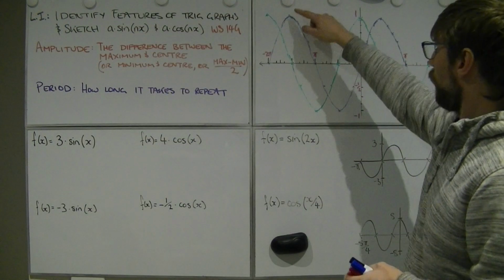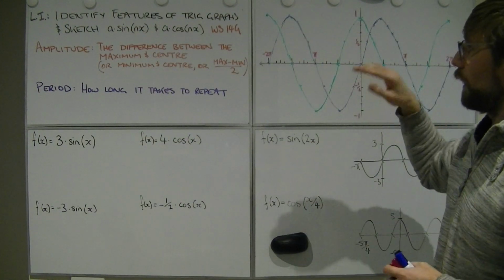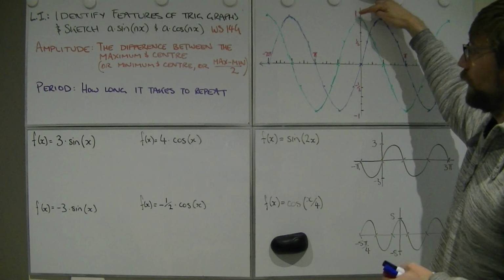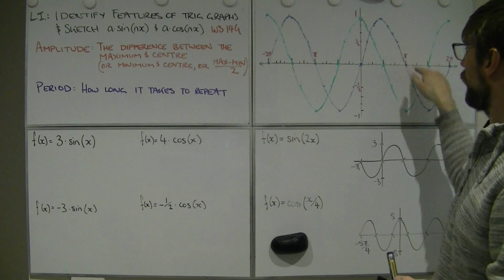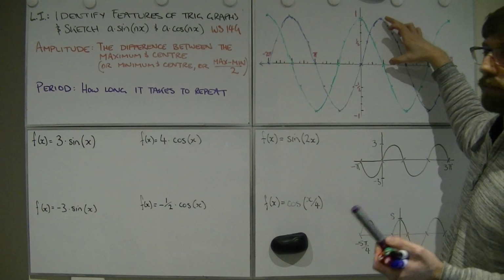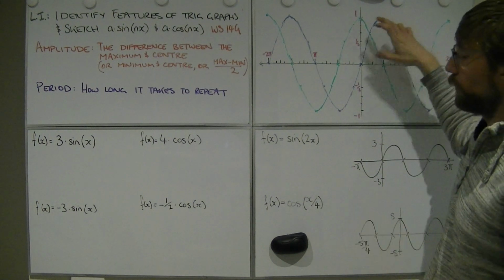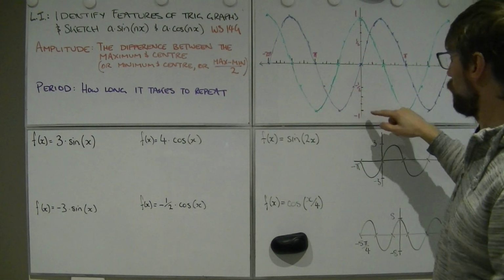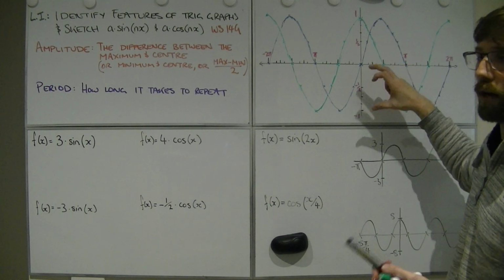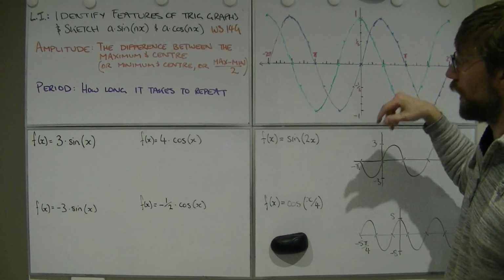So let's take sine, the blue. Okay, I want the difference between the maximum, okay, the maximum is up at 1, and the center, well the center, the whole thing centers around the 0 line. So this thing's amplitude is 1. Great. Just to show that it's consistent, the minimum and the center, okay, the minimum is -1, the center is 0, so -1 to 0, how far away is it? It's 1 away, so same answer.